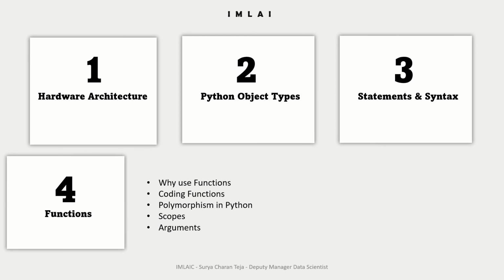Then we will enter into module 4, that's functions. You have seen what the core object type is, and in the next module you got to know how to write it as a statement. So now by using these two, statements and object types, you will learn how to write a function. We'll write functions, and then we'll discuss polymorphism and scopes, a very important topic which is very much neglected outside, and then arguments.